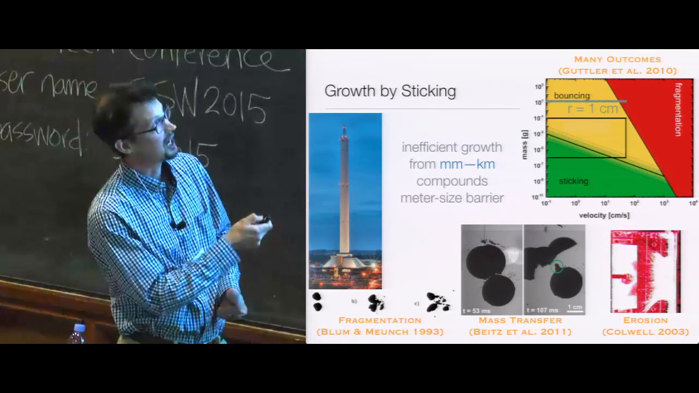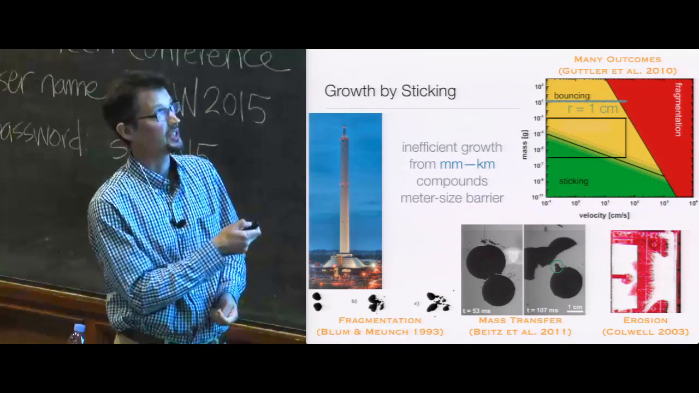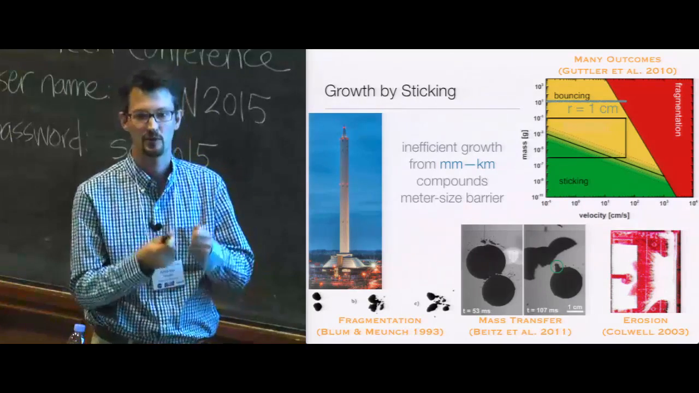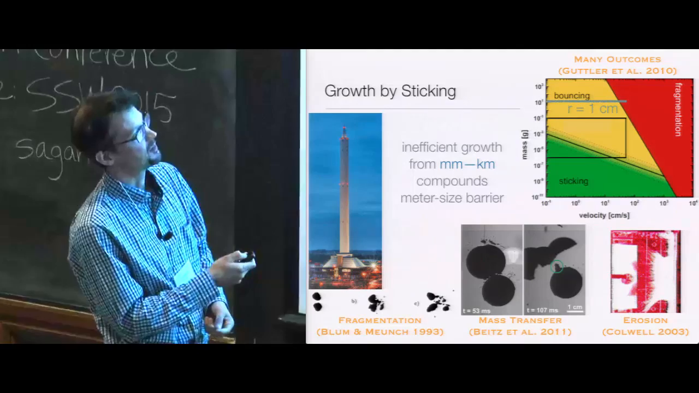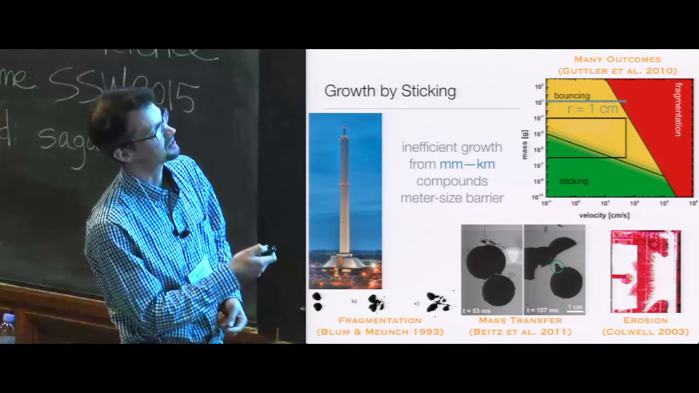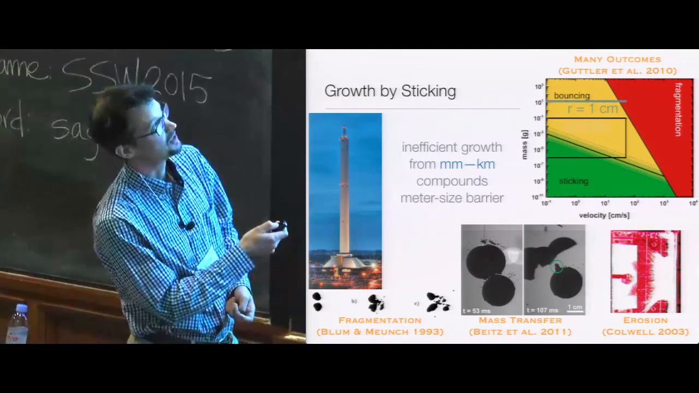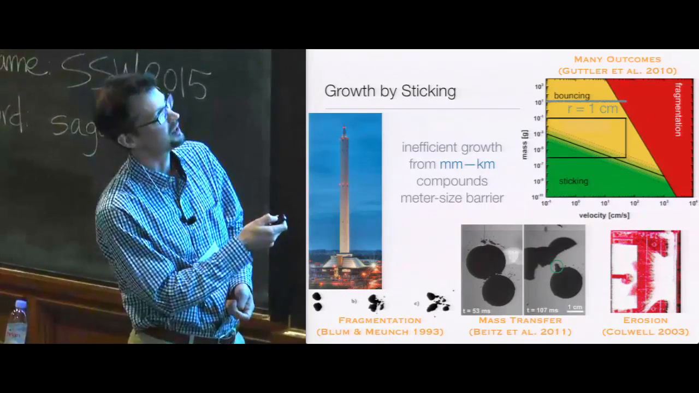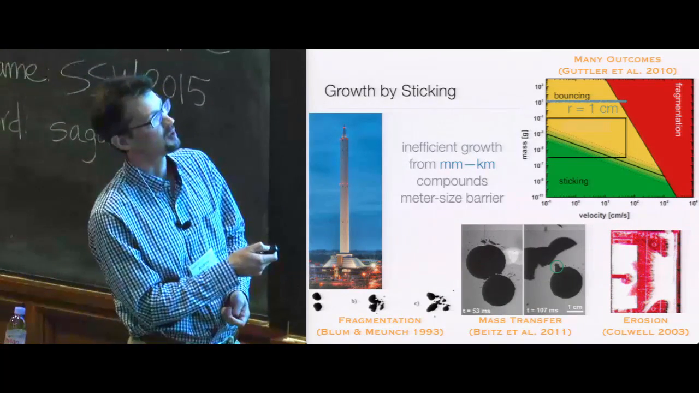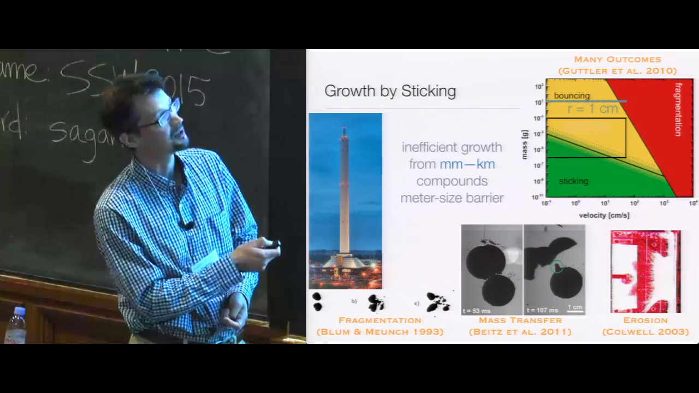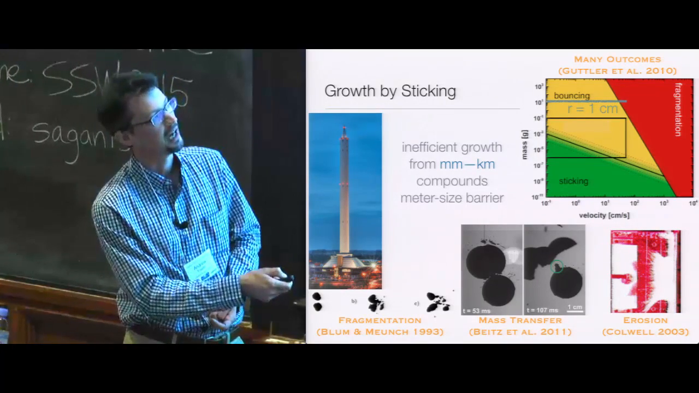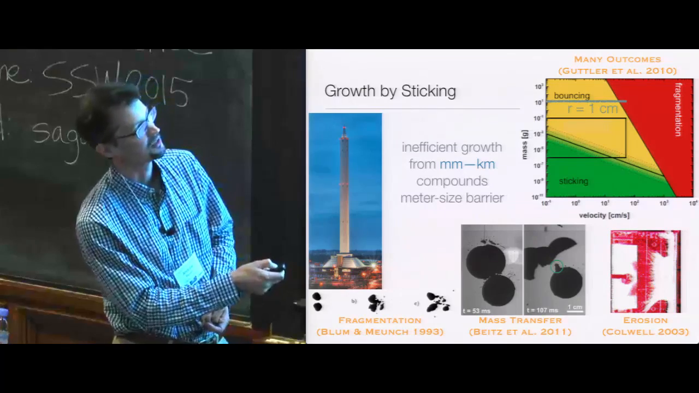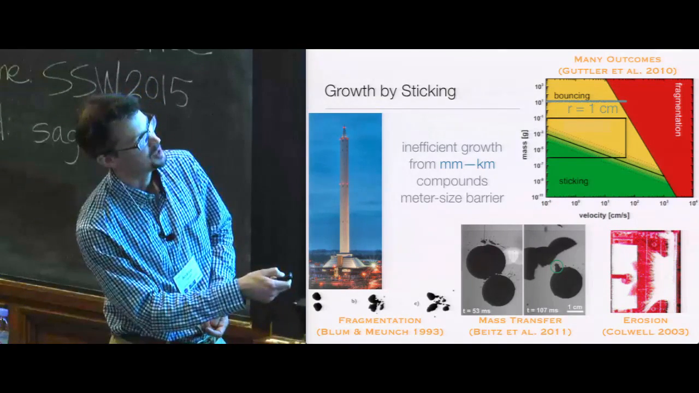So it's been known for quite a while that it's actually a big problem once things get beyond millimeter sizes for objects to stick. And from a whole host of experiments, work has been done on what the boundary is between different behaviors of objects sticking together. Sticking generally happens if objects are low in mass and they collide at low velocities. Notice these are velocities of about meters per second.